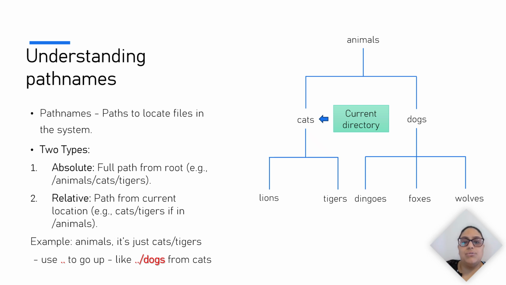You can also use .. to go up, like ../dogs from cats. This saves time when navigating.